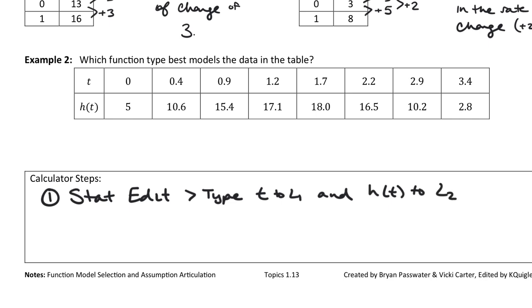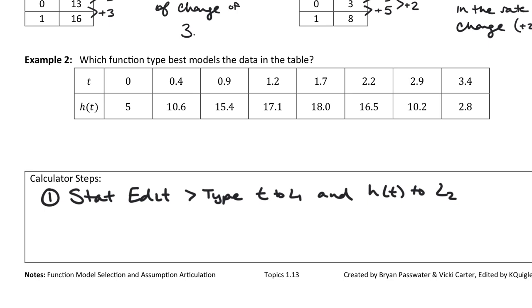So if it's been a minute since you did stat edit, L1 should be your input values. L2 should be your output values. So we're going to put all of the t values in L1 and all of the h of t values in L2. And we're wanting to see what type of data best models this situation that we have.